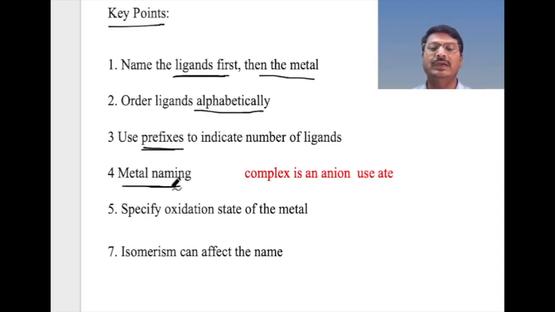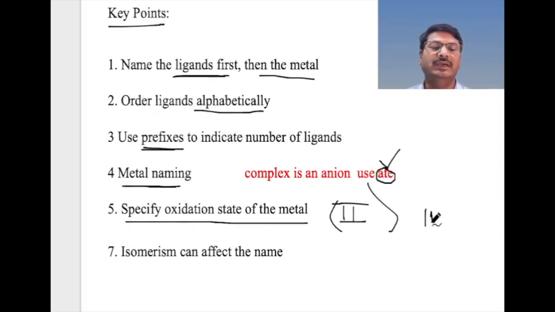When you write the metal name, you have to consider the complex moiety charge, whether it is positive or negative. If it is negative, you have to end with ate. So when writing the metal name, if it is a negative complex moiety, you end with ate. If it is positive, you write the metal name as it is. After that you specify the oxidation state of the central metal ion in brackets, in Roman numerals only. If it is 2, you write Roman numeral II. If it is 3, you write Roman numeral III, like that. So the oxidation state is written in Roman numerals.